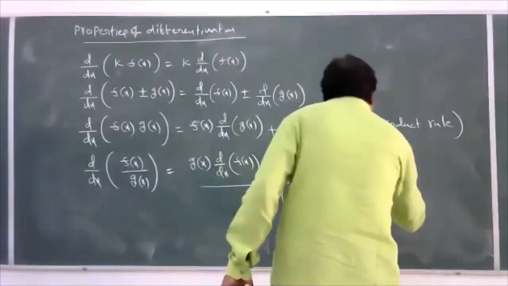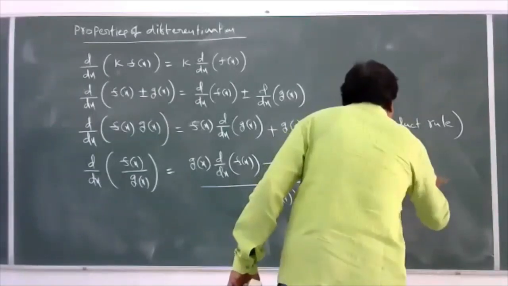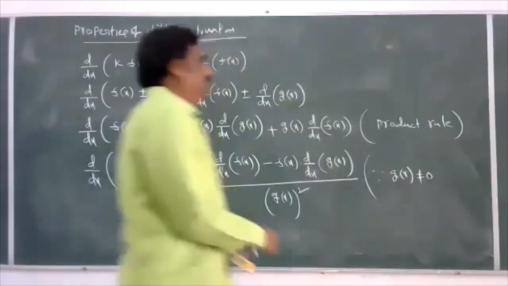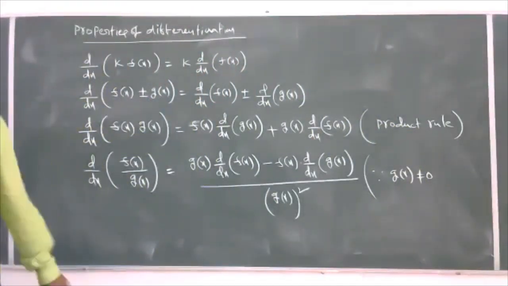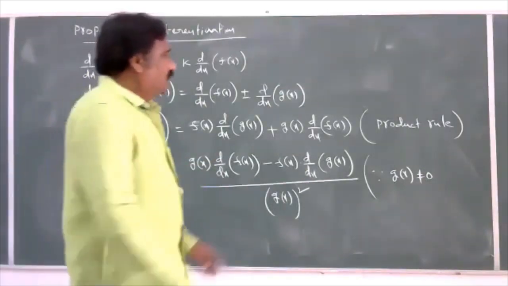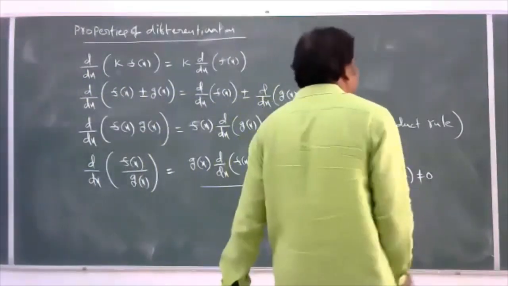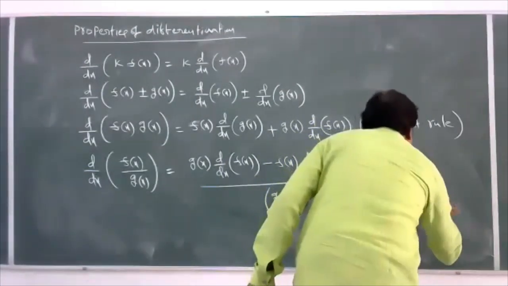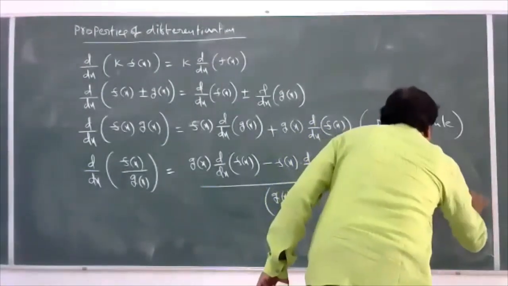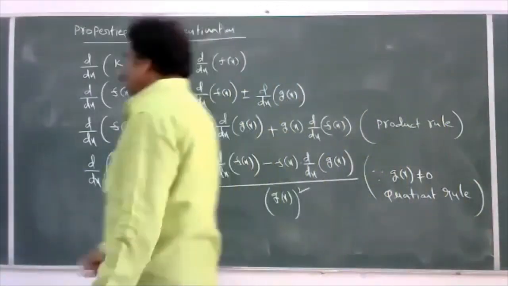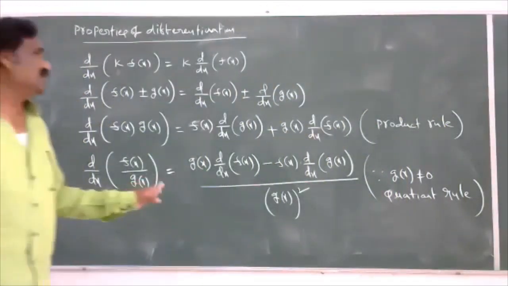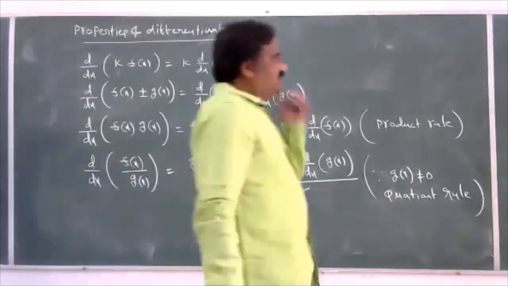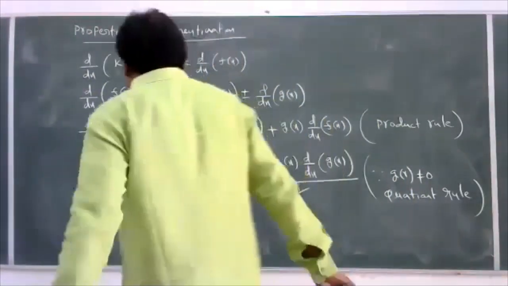Here g of x is always not equal to 0. This is called the quotient rule. So these are the main properties used in problems.